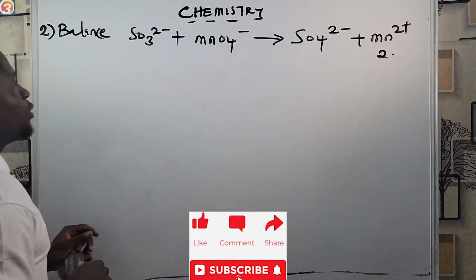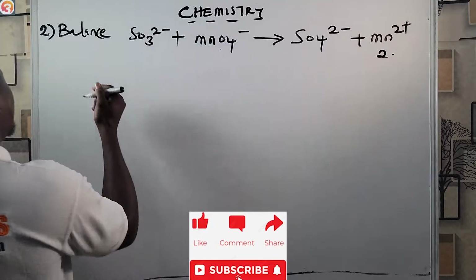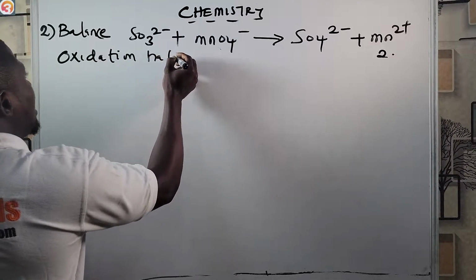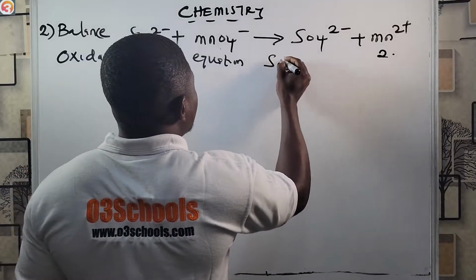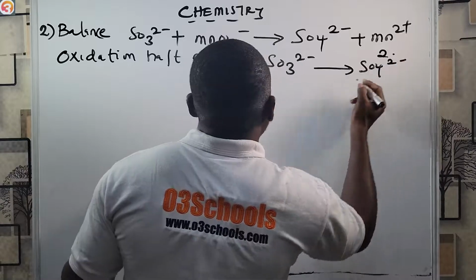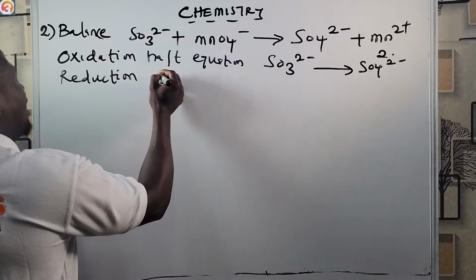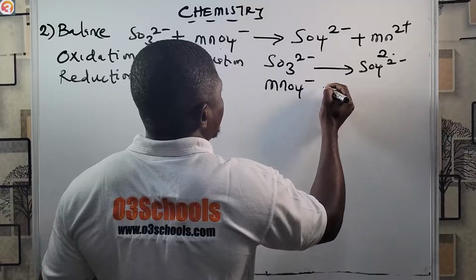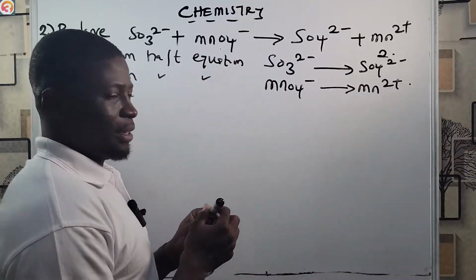Now let's see. SO3 2- is the sulfur, the oxidized species. So our oxidation half equation will be SO3 2- to SO4 2-. While our reduction half equation is MnO4- to Mn2+. Now that is the first step.